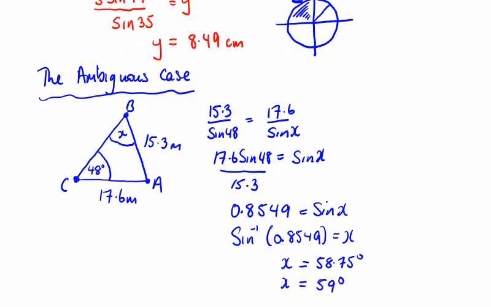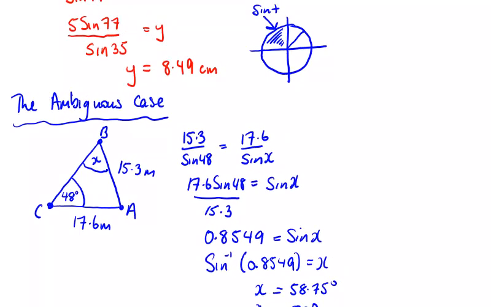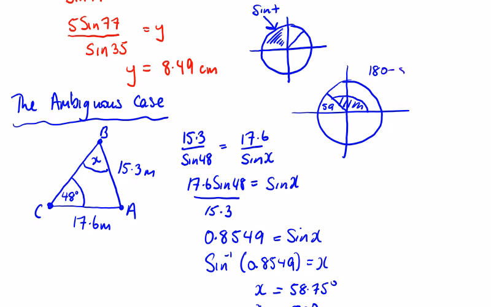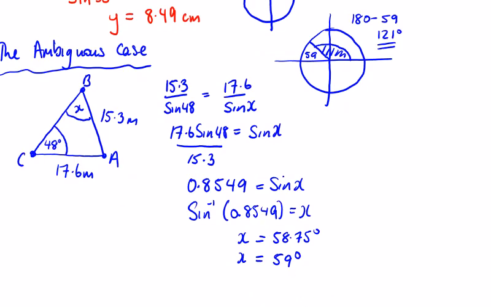So what other angle could satisfy this? If I draw my 59 degree angle in here, so this is 59, what angle is this? This is 180 minus 59. 180 minus 60 is 120, so 121 degrees. So let's see, can we construct a triangle with a 121 degree angle that would satisfy these values?